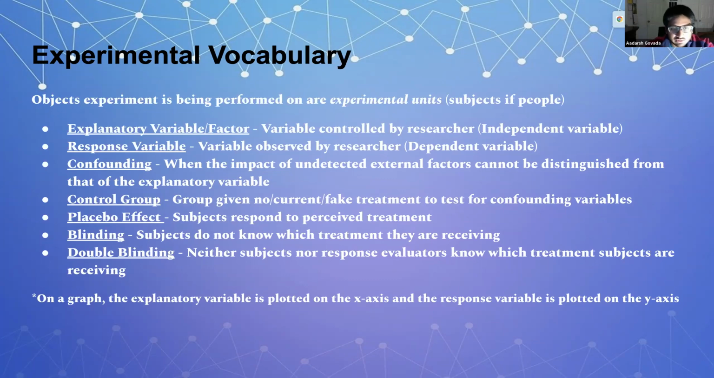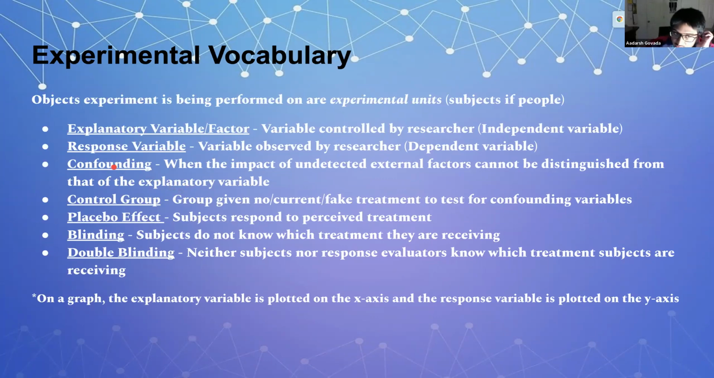So if we were to stick to that SAT example, the presence of training, whether the students have been trained and have studied or not, that would be the explanatory variable that's controlled by the researcher. And the response variable would be the score that they get, either before or after the training.